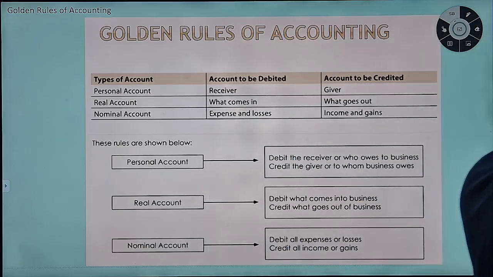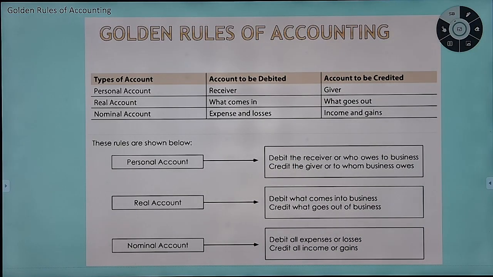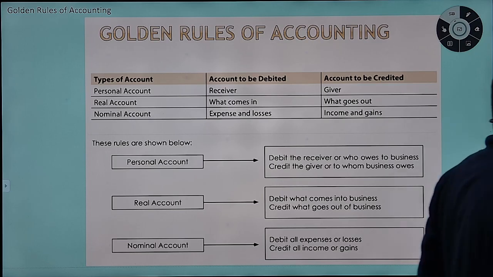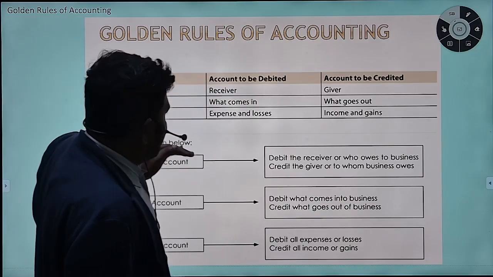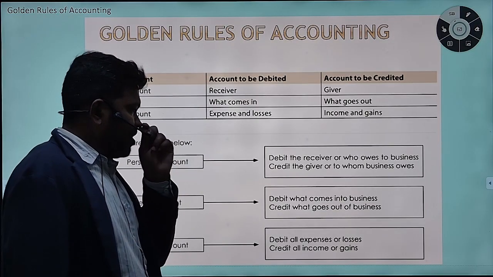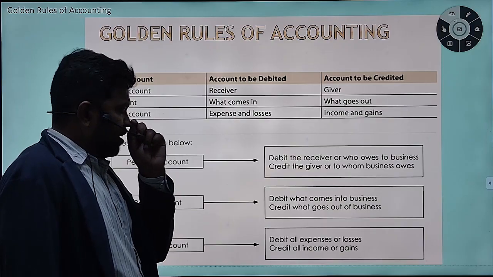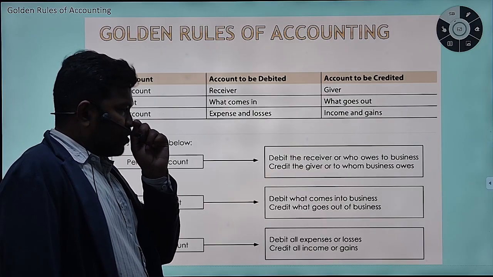Any doubts? If you have no doubts, hit on the thumbs up button. So I can assume there are no doubts. So I can leave for the day. Okay. Your homework is see these golden rules of accounting and come with these golden rules of accounting clearly.